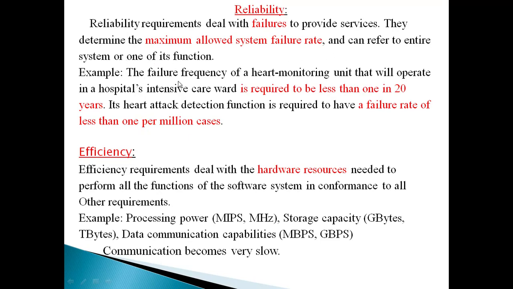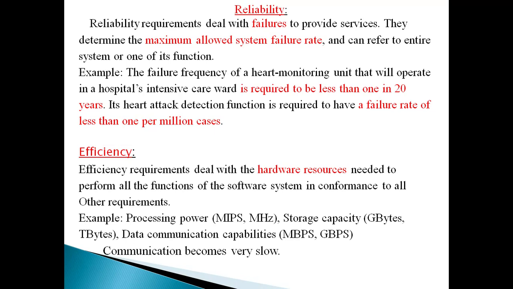For example, the failure frequency of a heart monitoring unit operating in a hospital intensive care unit is required to be less than 1 in 20 years. If I have a higher failure frequency in heart monitoring, then imagine how the patient will survive. We won't be able to detect the heart attack. The failure rate should be less than 1 per million cases. It cannot be more than that, because if your failure rates are high, then the risk is also high.